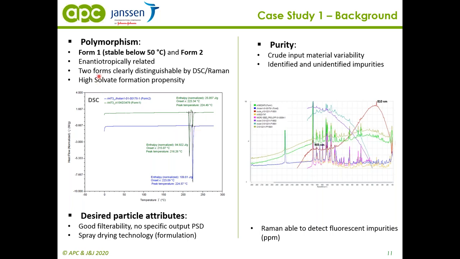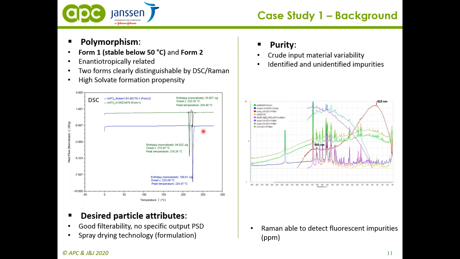Yes, but these are enantiotropically related. So it's more complex. Oh, okay. So that means at a higher temperature, actually Form 2 becomes the most stable. And this can also be seen just by looking at the enthalpies, because Form 1 melts first, but it has a lower enthalpy, and definitely at higher temperatures, Form 2 becomes more stable. That's why it converts into Form 2. Yes.